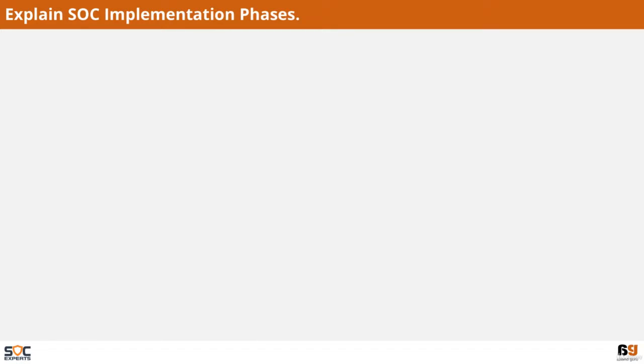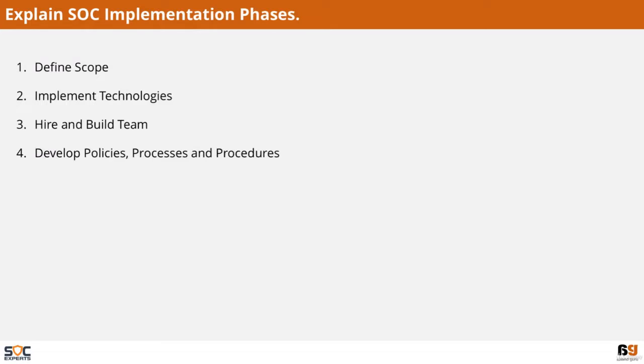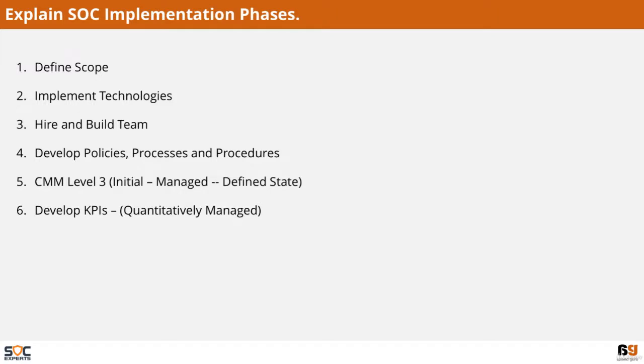Explain SOC implementation phases. It starts with defining the scope, implementing technologies, hire and build the team, develop policies, processes, and procedures, and take the SOC to CMM level 3, that is to a defined state, and then develop KPIs. After some time, we need to start measuring how the SOC is doing. And finally, we need to automate.